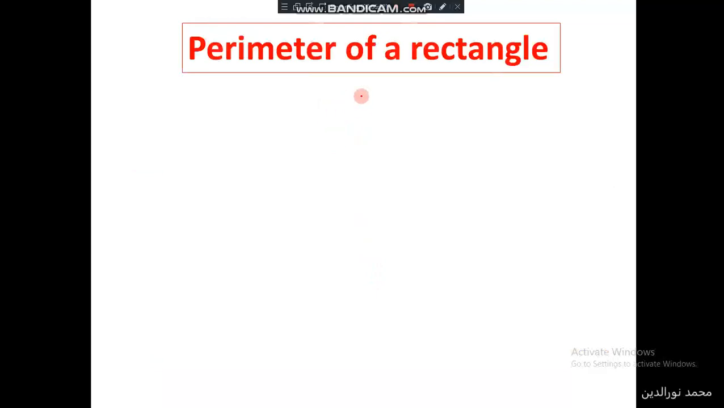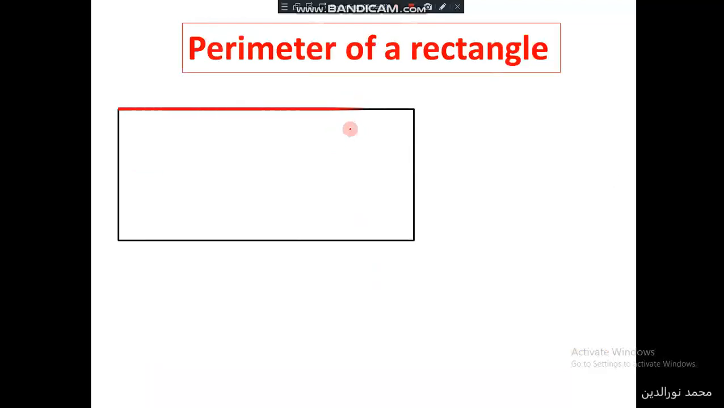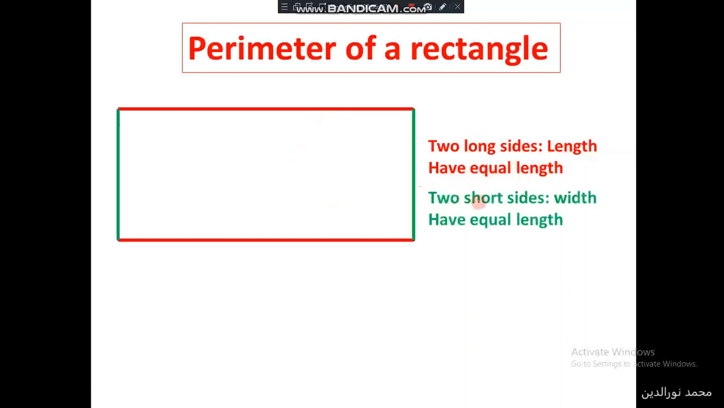And then perimeter of a rectangle. As you notice here, the rectangle has 2 long sides, that's called length, and they have equal length. And it also has 2 equal short sides, they call the width. So L for length and W for width. And if we want to find the perimeter of a rectangle, we say that the perimeter is the sum of all the sides. So we have length plus width plus width.